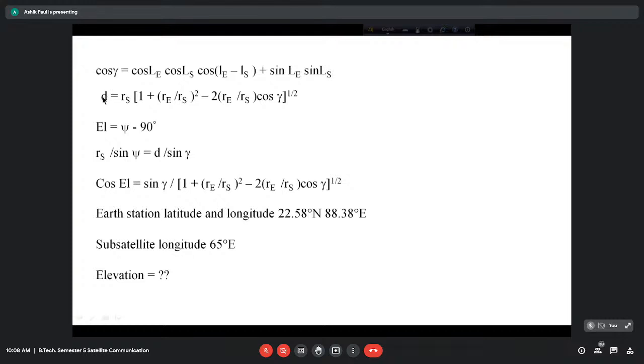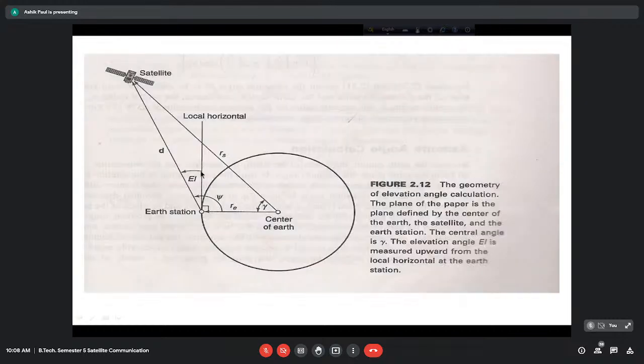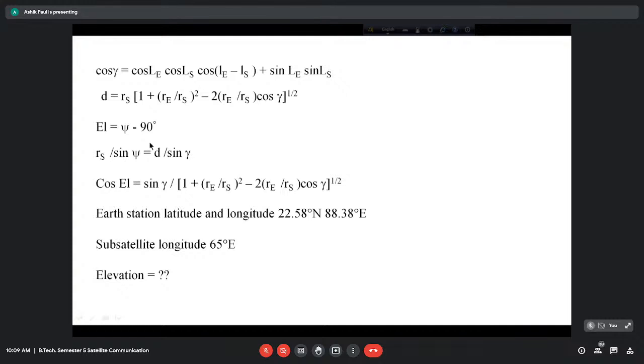And from there, if you take the square root and take rs as common, you get an expression like rs times (1 plus (re by rs) whole squared minus 2 times re by rs cosine of gamma) whole to the power half. Then the elevation angle is nothing but this angle psi minus 90 degrees, because you see this is the radius of the Earth and that is the local horizon, that means the tangent at this point. So the angle between these two is 90 degrees. So elevation is this whole angle psi minus 90 degrees. This is what is mentioned here.